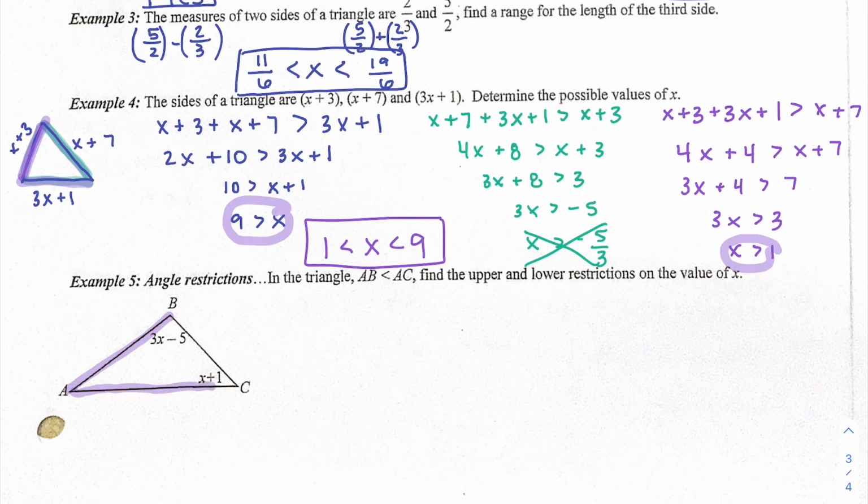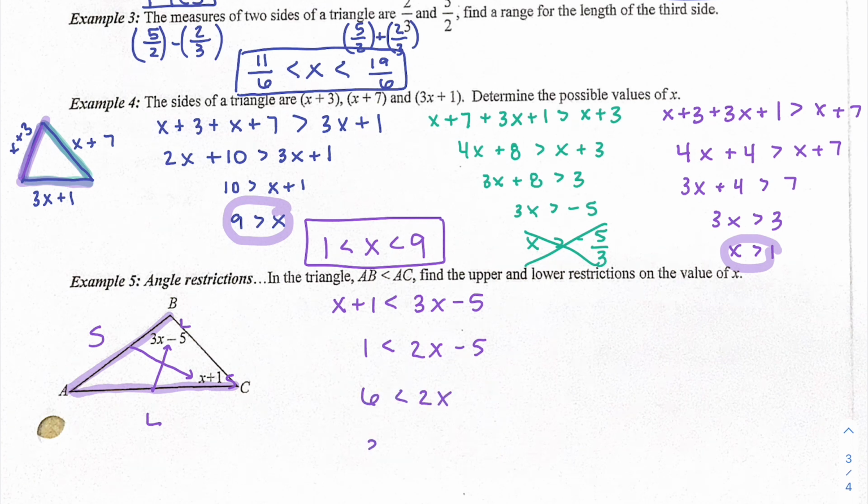So here's how we're going to do this. It says AB, so this side right here, AB, is smaller than AC. So those are side lengths. We need to see how the angles relate. So this is my smaller side, this is my larger side. That means which of those angles is going to be my smaller angle? Well, it's going to be opposite of that smaller side. So I know that x plus 1 is my smaller angle, and 3x minus 5 is my larger angle. So I can say x plus 1 is less than 3x minus 5.